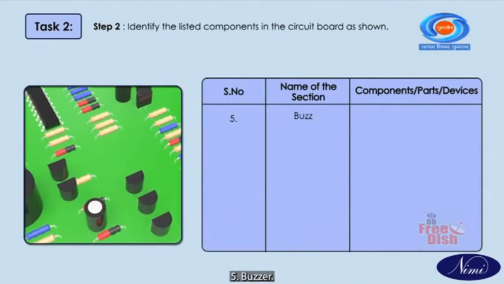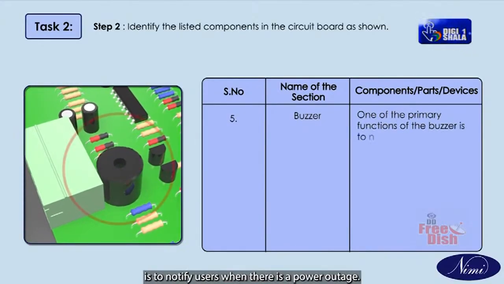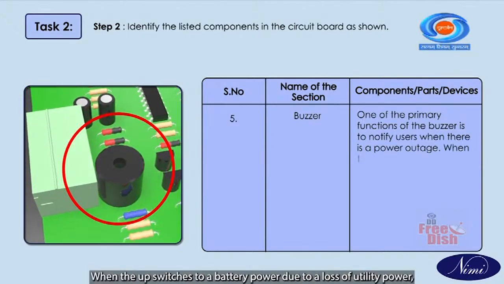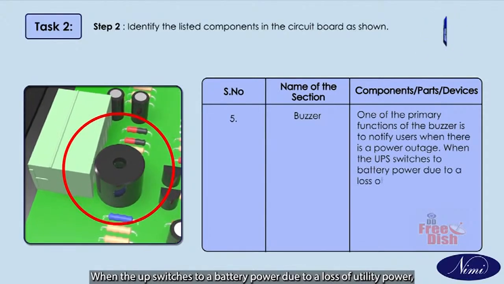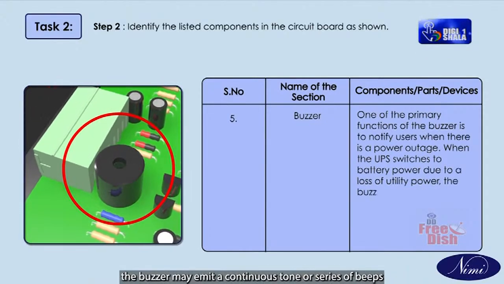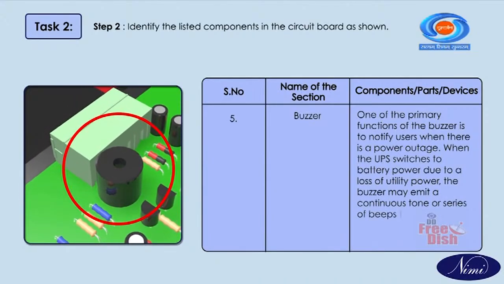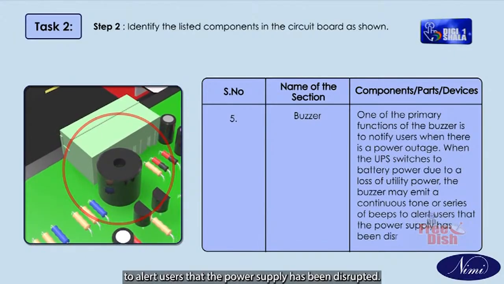Number 5. Buzzer. One of the primary functions of the buzzer is to notify users when there is a power outage. When the UPS switches to battery power due to a loss of utility power, the buzzer may emit a continuous tone or series of beeps to alert users that the power supply has been disrupted.